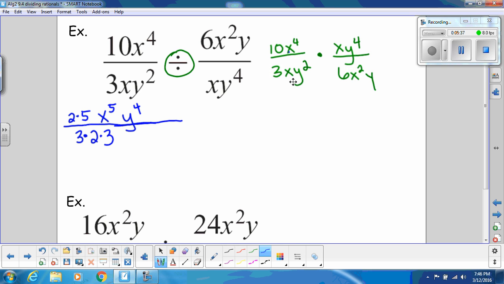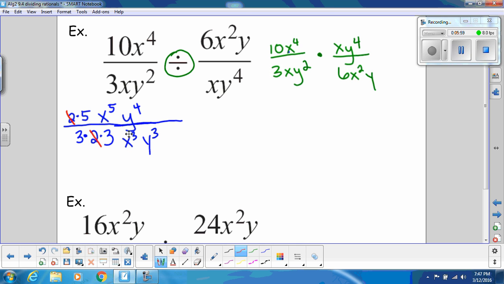And now if I look at my denominator, I have x to the 1st and x squared, so that's a total of 3 x's, so that's x to the 3rd. And then I have y squared times y, so that's a total of 3 y's. Okay, so let's do some canceling. I really want to cancel those 2's. That's what I've been waiting for.